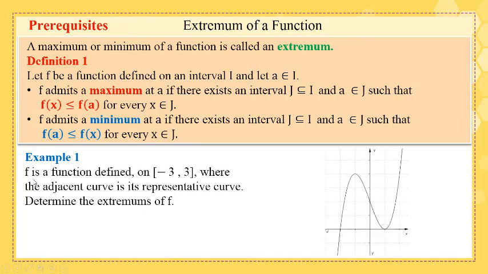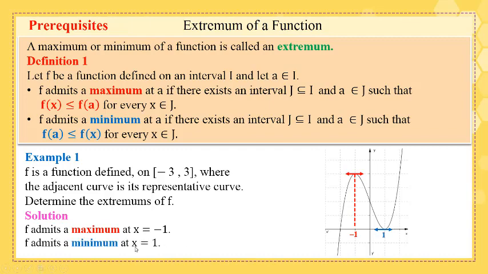Example: f is a function defined on [-3, 3] where the adjacent curve is its representative curve. Determine the extremums of f. Look here, you will find a maximum point. What is the abscissa of this point? Correct, -1. So f admits a maximum at x equals -1. Again, look here, you will find a minimum point. What is the abscissa of this point? Correct, 1. So f admits a minimum at x equals 1.